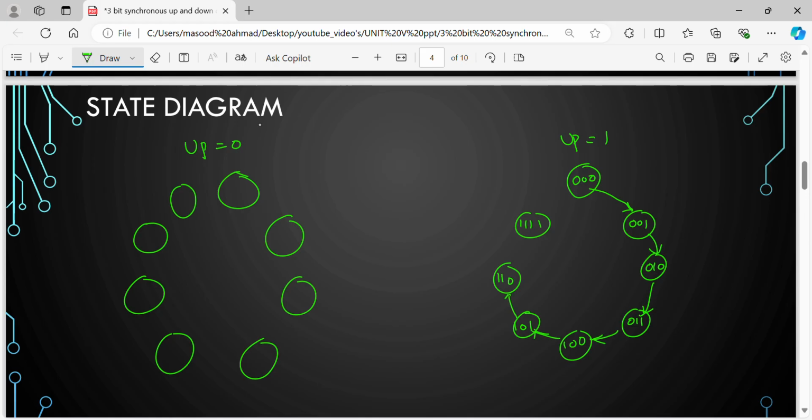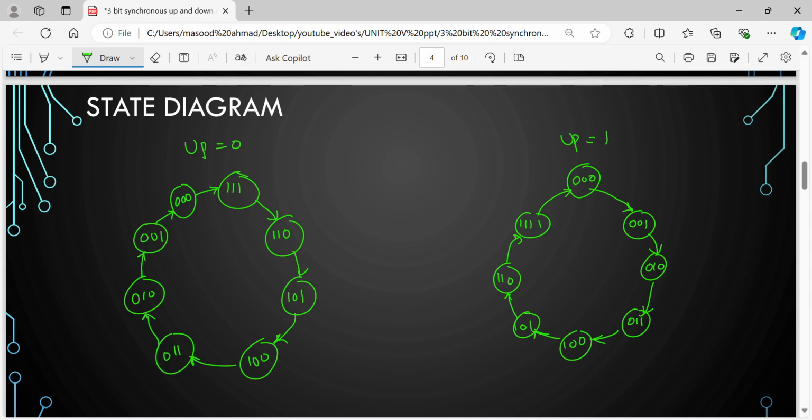Similarly, I draw the state diagram for the down counter. It looks like this. Let's start with 111. It will be 110, 101, 100, 011, 010, then 001, 000. From here it will come to this state, from there it will go to this state, from here to this state, and this state.